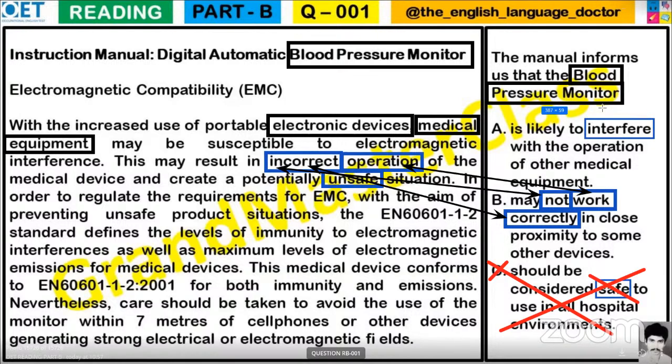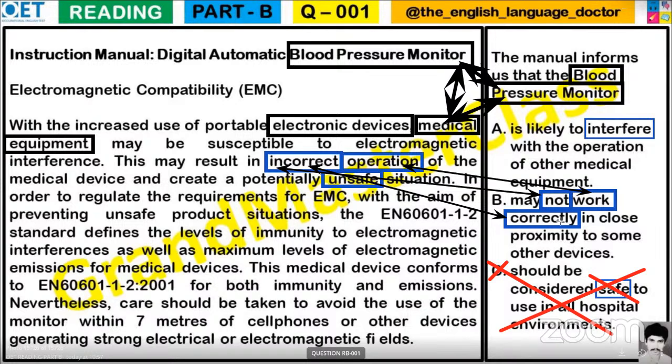So this is a medical equipment. Try to understand this one very clearly here. This is already a medical equipment. So blood pressure monitor is a medical equipment. Okay. Blood pressure monitor is a medical equipment. You know that. Then he is talking about electronic devices, not medical devices.